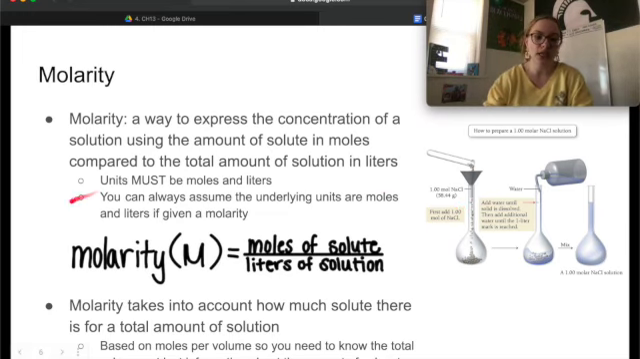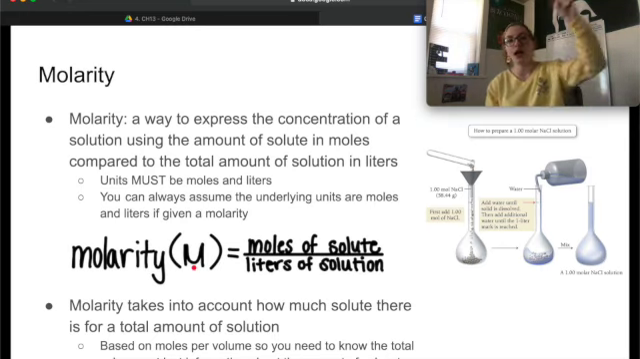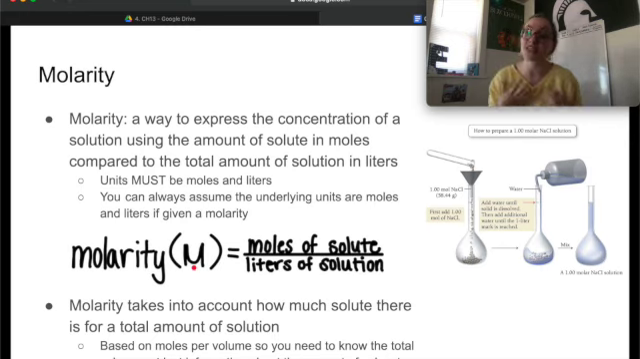Anytime you see molarity, you can always assume the underlying units are moles and liters. If you saw this M somewhere, M is the abbreviation for molarity, a capital M. We always use capital M. This is why we do not use capital M when we're talking about meters. And this is why we don't use lowercase m when we're talking about molarity. Unfortunately, we've got a lot of different letters meaning a lot of the same stuff, so we try to use the capital and the lowercase to distinguish them.